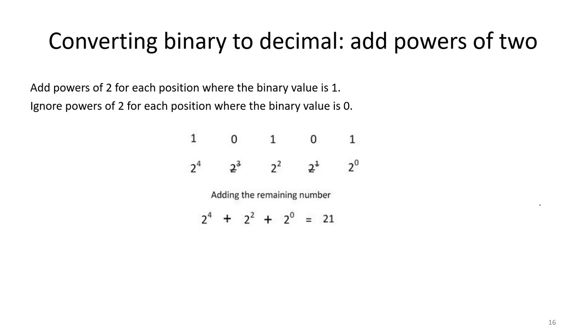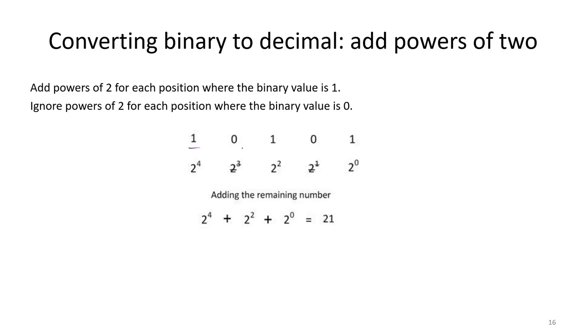Finally, as we saw, it's actually very easy to convert between binary and decimal numbers. All you have to do is add powers of 2. So you add powers of 2 for the position where each binary value is 1, and we ignore the powers of 2 for each position where the binary value is 0.